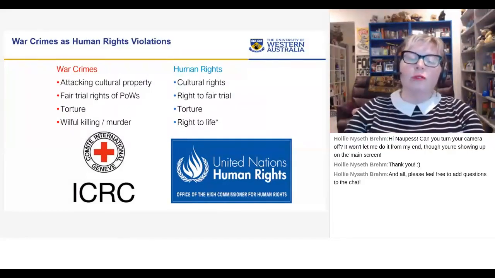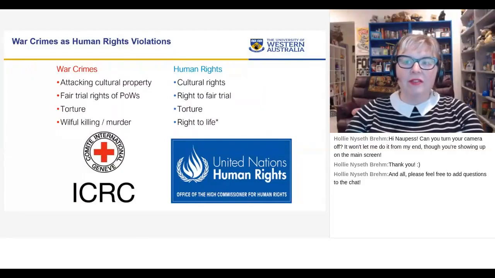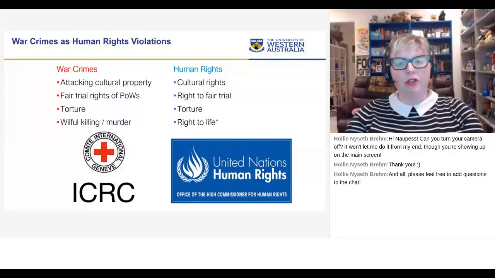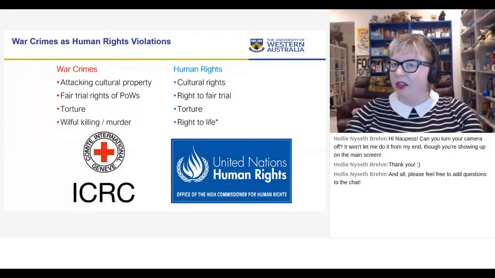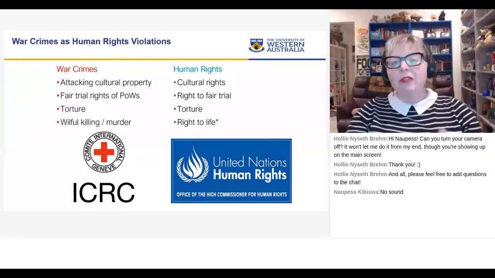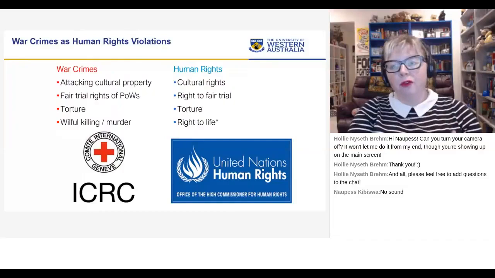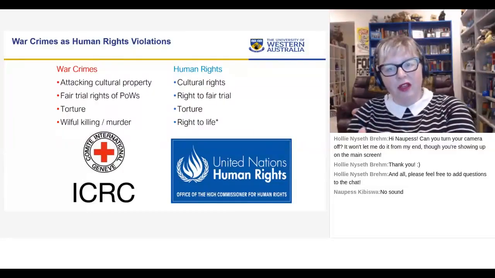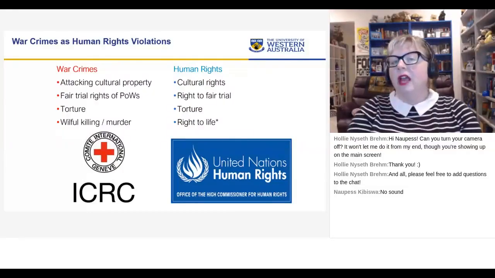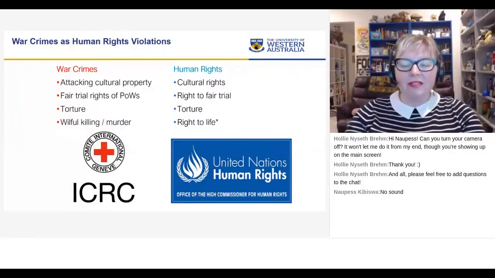So the International Court of Justice has held that the test of what is an arbitrary deprivation of life falls to be determined by the applicable lex specialis, namely IHL. So even though here we see human rights is the origin of the right to freedom from arbitrary deprivation of life, it is IHL and not human rights law that is the test for what amounts to arbitrary deprivation of life during armed conflict.